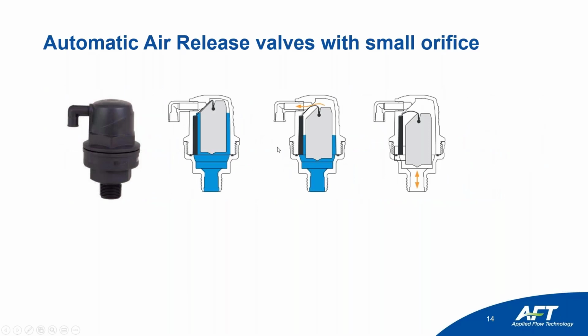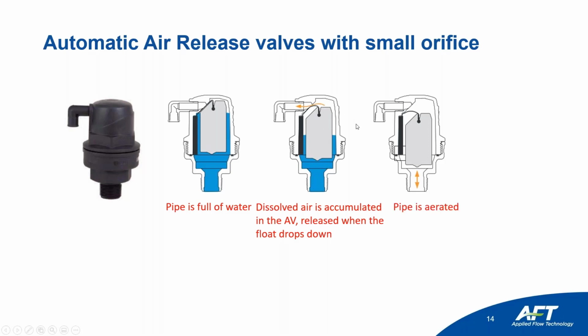So here we have the air release valve with small orifice. In this graphic, we have the floating device of the valve, we have the seal, and we have the small orifice. At this point, the pipe is full of water, so it's pushing the floating device up. When dissolved air starts to accumulate, it fills the upper chamber of the valve with air, and it starts pushing the floating device down. This releases the seal and opens the orifice. And here it's totally open, so it releases the air bubbles or pockets accumulated in the air valve through the small orifice.